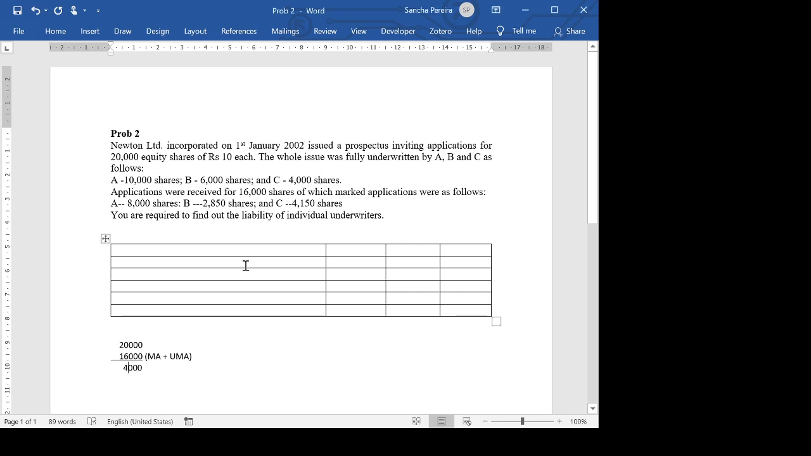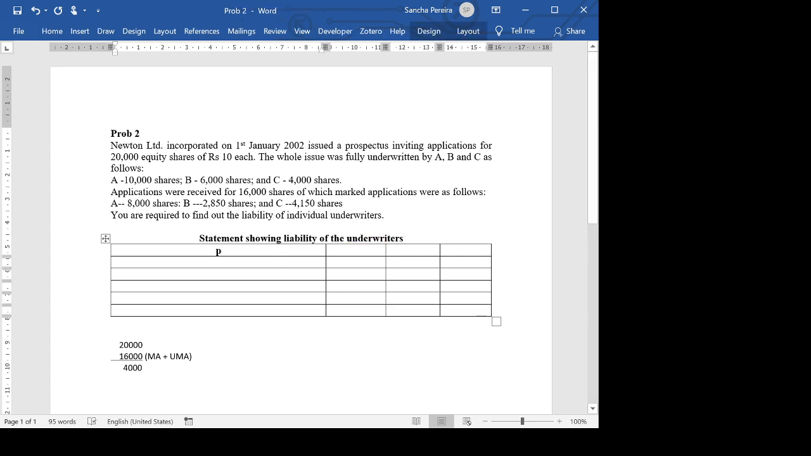Let's start preparing the statement. We call the statement showing liability of the underwriters. Liability of the underwriters. Okay, you have the particulars here, and the underwriters are three.